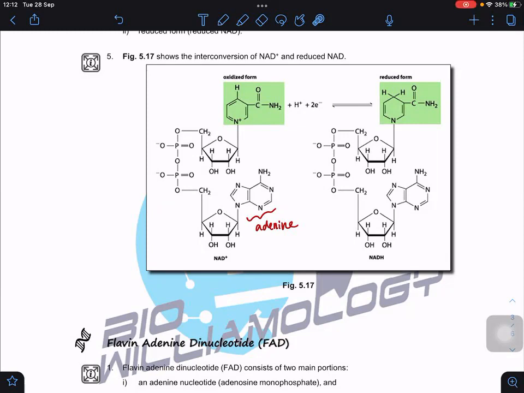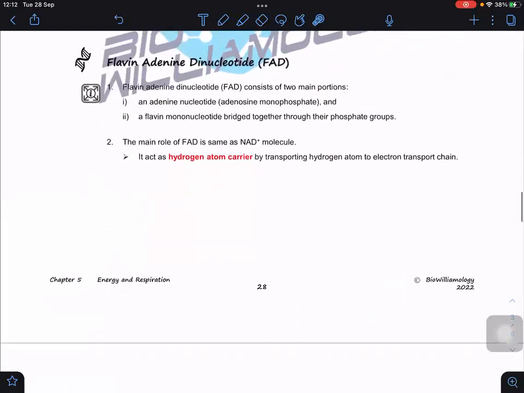Okay. How about flavin adenine dinucleotide? Again, it's a di, so it means it has two nucleotides. So they have the adenine nucleotide and the flavin mononucleotide bridged together through their phosphate groups. Okay, so the main role, again, what is the main role? Hydrogen atom carrier. So if the question asks you for NAD, it can ask you for FAD. Same answer. Are you clear? Both of them have the same answer.